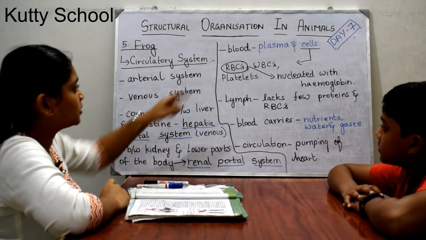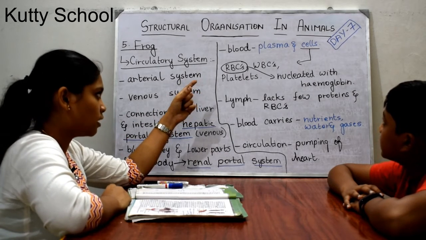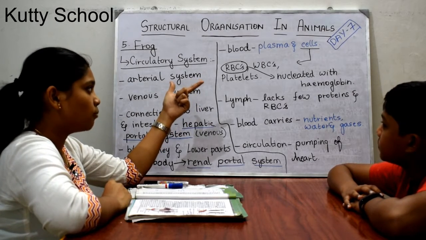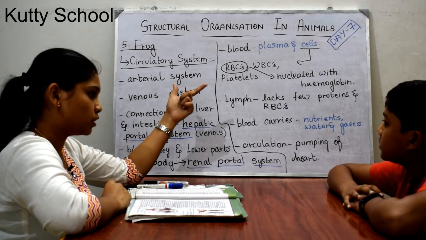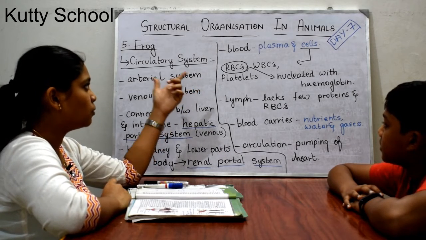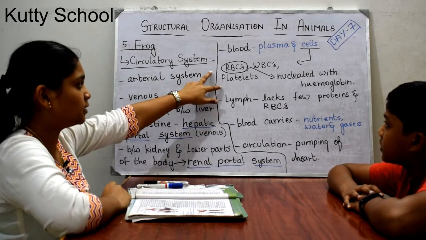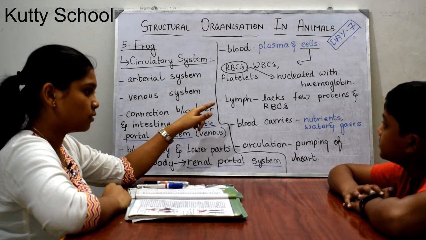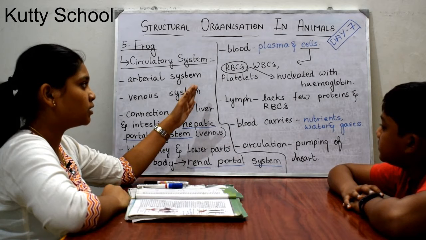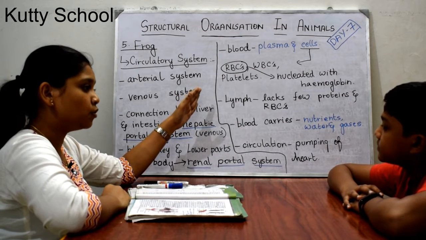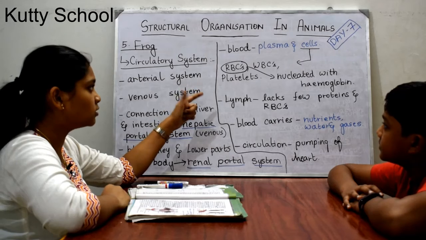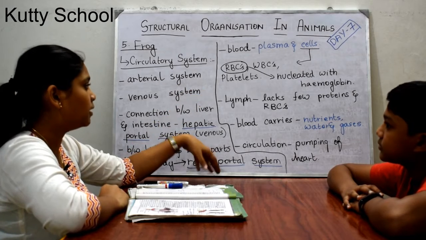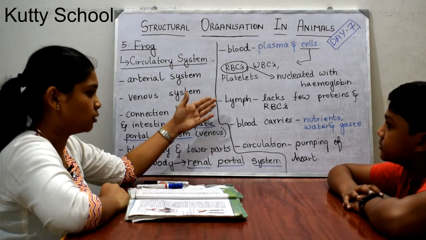And here blood is composed of plasma and cells. The cells are RBCs, which are also known as erythrocytes, the red blood cells, and WBCs, white blood cells, which are also known as leukocytes, and then platelets. So blood is composed of plasma and these three kinds of cells. Here red blood cells are nucleated. Most red blood cells in many organisms are enucleated, they do not have a nucleus, but in frogs the red blood cells are nucleated, with hemoglobin, the red pigment which gives the red color to the blood.